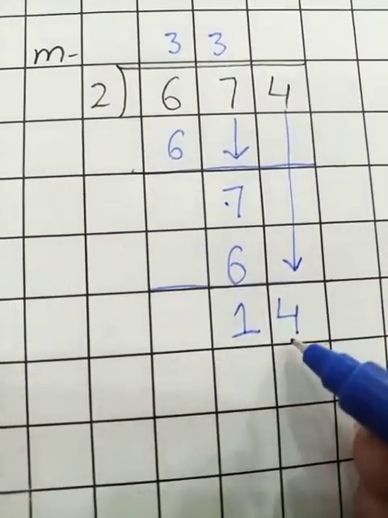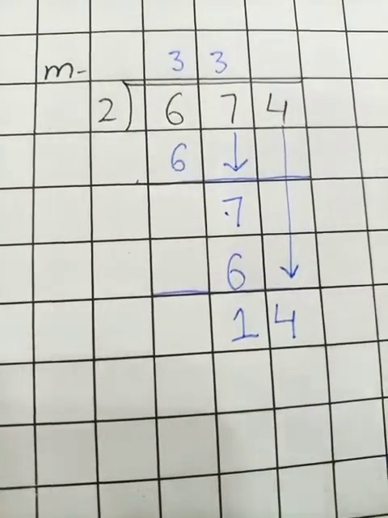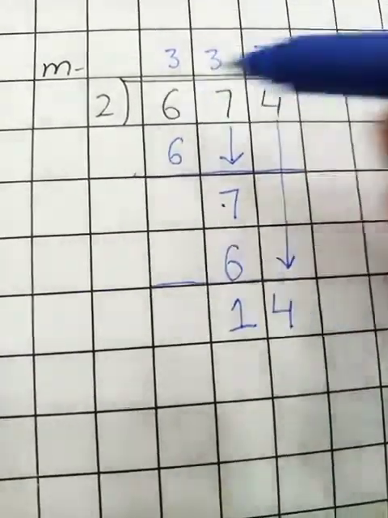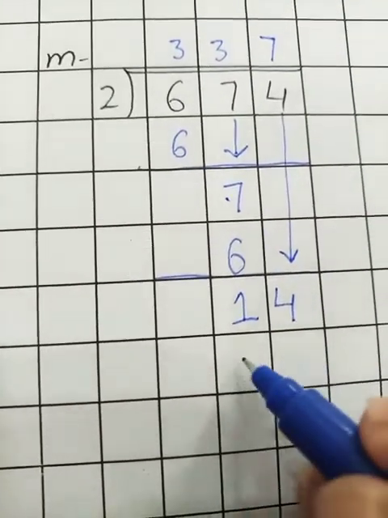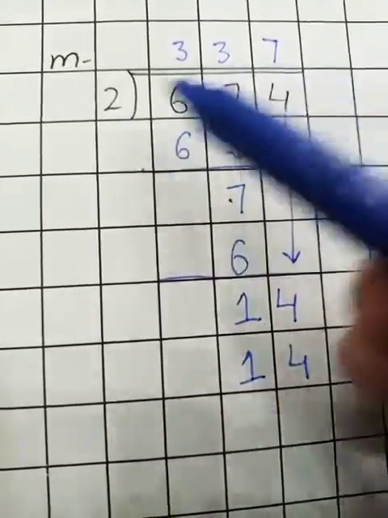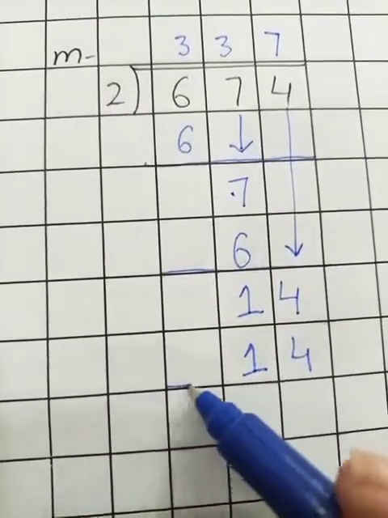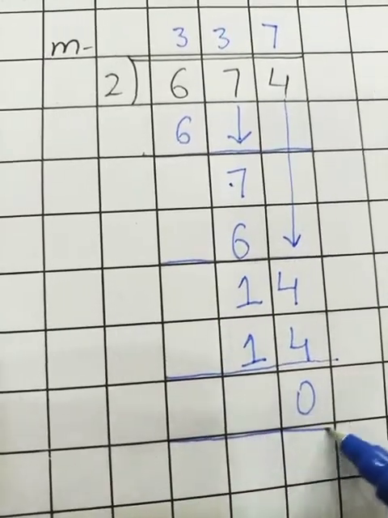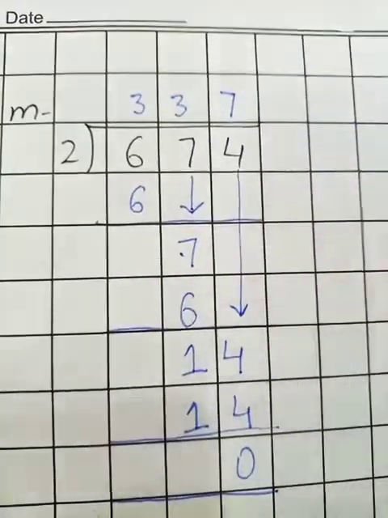Now this will become 14. Read the table of 2 to get the 14. Yes, 2 sevens are 14. I am writing the quotient up here and the product of this quotient and my divisor here. This is 14. 14 minus 14 is 0. What is the quotient? The quotient is 337.